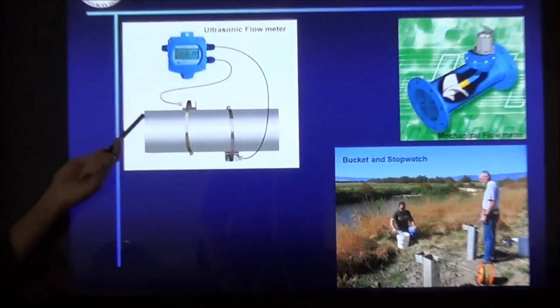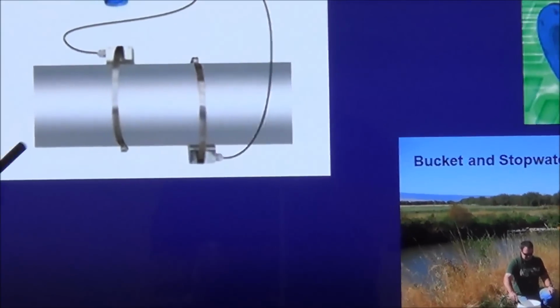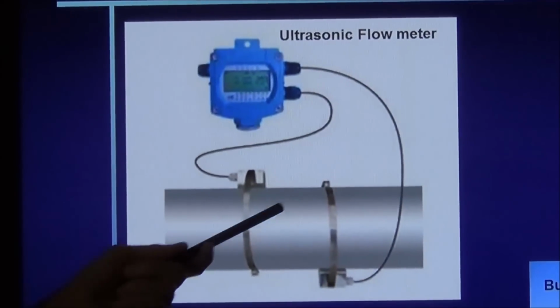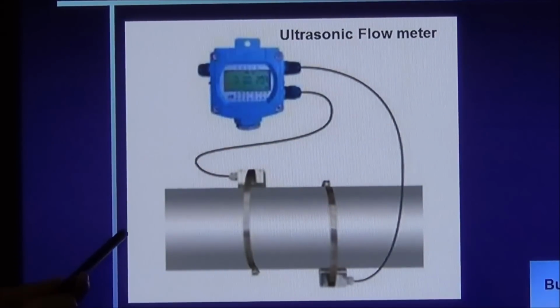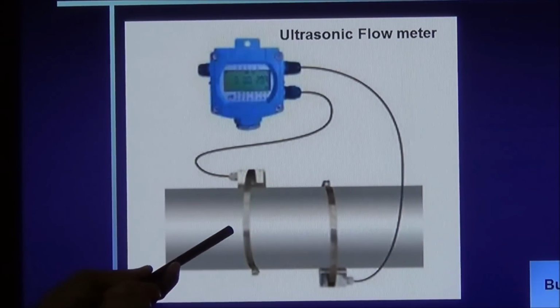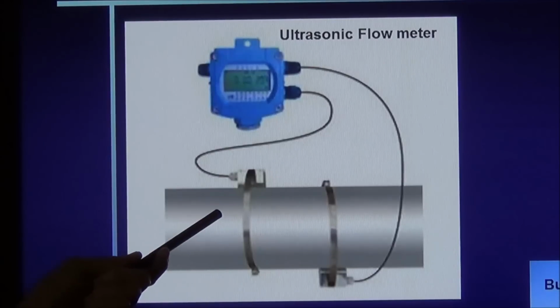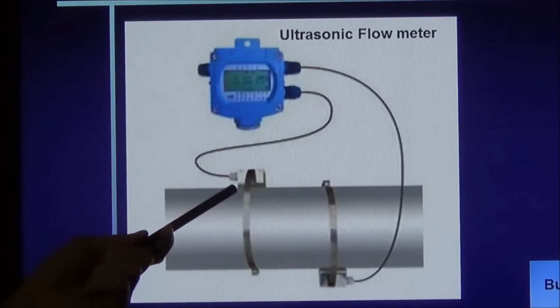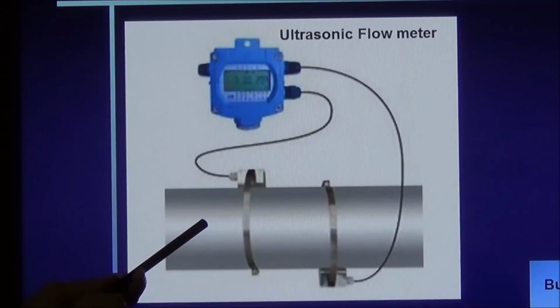Ultrasonic flow meter up here on the left. That just uses ultrasound at 2 points along the discharge pipe. So here's a discharge pipe here. It uses ultrasound to determine the velocity of water between these 2 points. Then you can use the area of the pipe multiplied by the velocity to get your volume, your discharge rate.